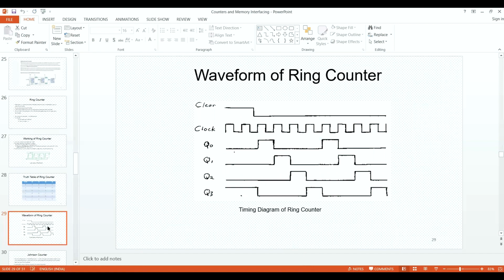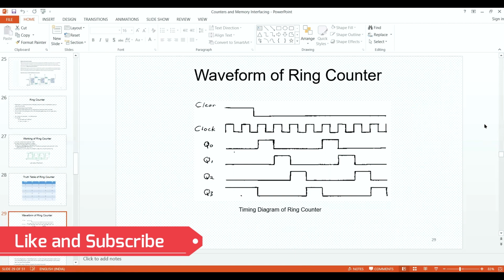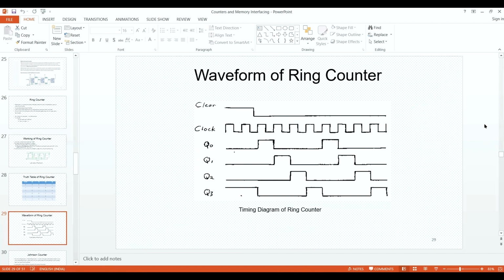This is a waveform of a ring counter, and I hope you are clear about it. In the ring counter waveform, clear would be given to every flip-flop. Clock similarly, it is 00 and then it is 001. See, after 2 clock pulses, it is getting started. It is a falling, it is a rising edge.